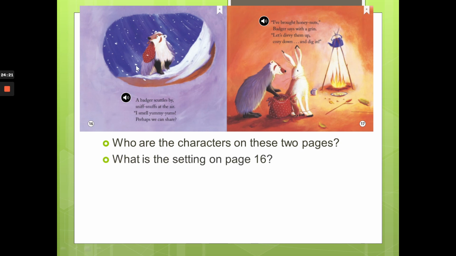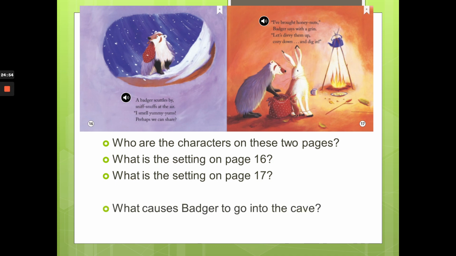What is the setting on page 16 on this side? Where is the story taking place? Outside, yes, it is taking place outside. What about on page 17? Where is the setting taking place on page 17? Inside the cave, exactly. So now that we know the characters on the page, and now that we know the setting on these 2 pages, my question is, what causes Badger to go into the cave? Why did Badger go into the cave?